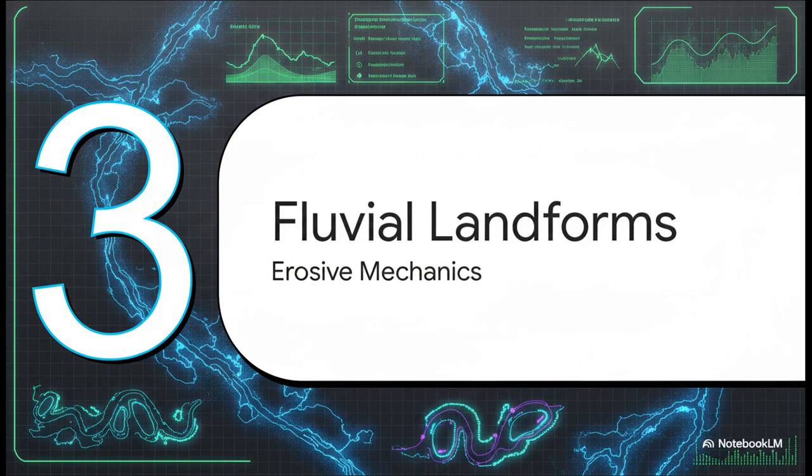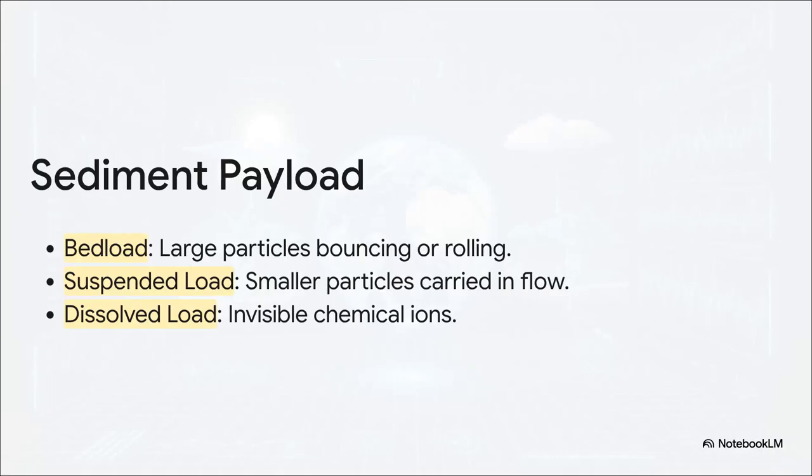Section 3, sculpting fluvial landforms. Now that we understand how the water flows, let's explore the crazy stuff it does to the surface of the planet. Flowing water is without a doubt one of the most aggressive erosive mechanics on Earth. As a stream travels from its steep zone of sediment production down to its zone of deposition, it carries a heavy payload in three totally distinct ways.